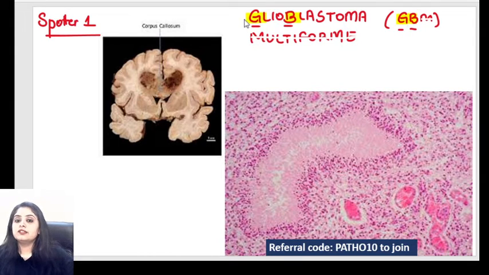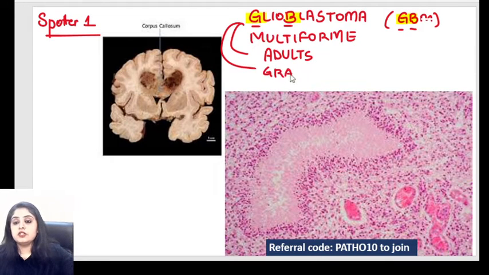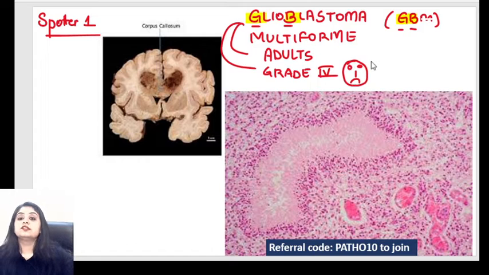So what is glioblastoma? If I ask you in terms of age, this is a tumor that is seen in adults. And if I ask you in terms of the prognosis, it's said to be the highest grade tumor, meaning it is a grade 4 tumor. And when I say grade 4 tumor, the prognosis for the patient is very bad. So it's a high grade tumor.